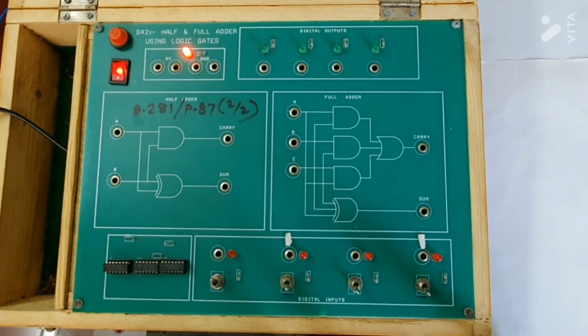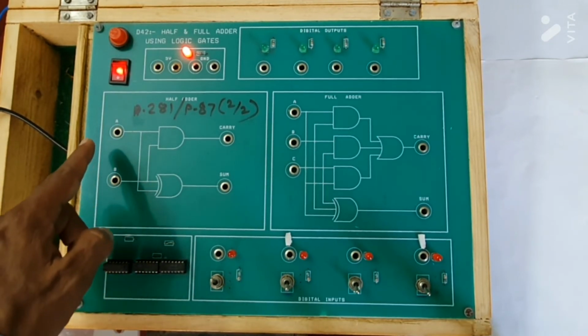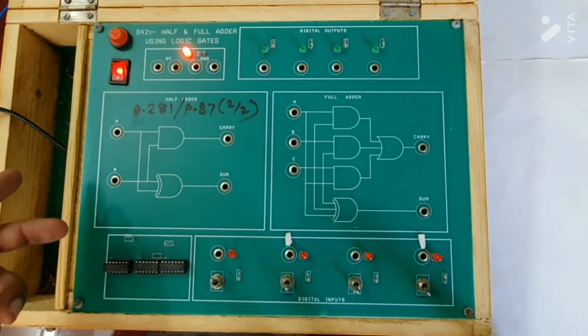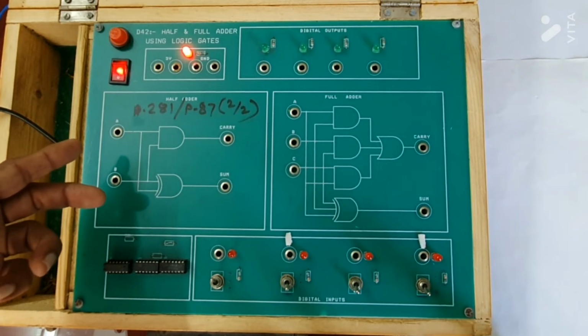Now we will verify the half adder. So this is a half adder circuit. Half adder circuit has only two 1-bit inputs.